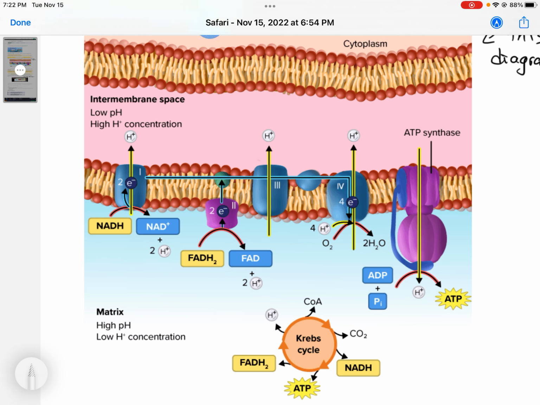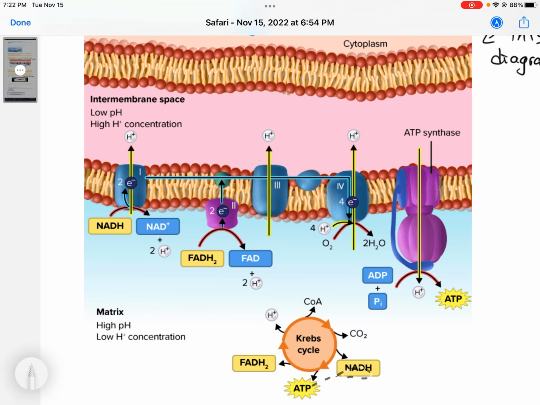Remember, glycolysis is happening outside of the mitochondria, in the cytoplasm, the first step. The second step is happening down here inside the matrix. There's the Krebs cycle right there, which we looked at the other day. Keeping in mind the Krebs cycle is producing CO2. It's producing these energy-carrying molecules here.